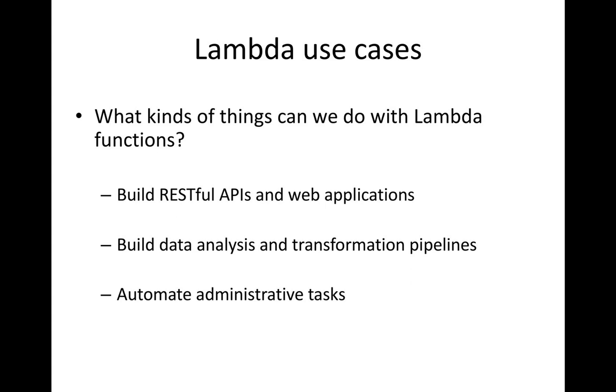And then finally, you can use Lambda functions for automating administrative tasks. I've used Lambda functions extensively for this purpose. When you're using something like a CloudFormation template to deploy a set of resources in an application environment, sometimes there are things that you simply can't do using the standard CloudFormation resources. So if you need to do something in a CloudFormation template that you cannot do in a standard resource definition, you can create what's called a custom resource.